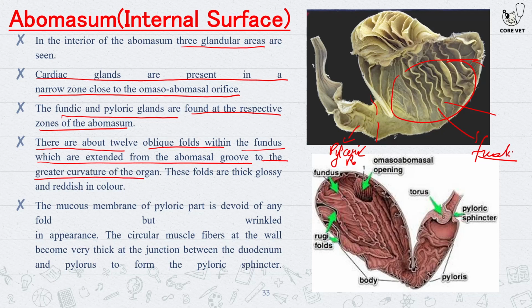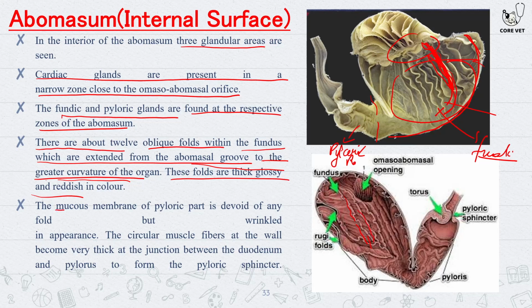You can see that if this is the abomasal groove, these are the oblique folds. These are running from the abomasal groove throughout the greater curvature, the greater part of the abomasum. They run along the greater curvature, right? So from the abomasal groove to the greater curvature of the organ. These folds are thick, glossy, and reddish in color. You can see these are glossy red in color, right?